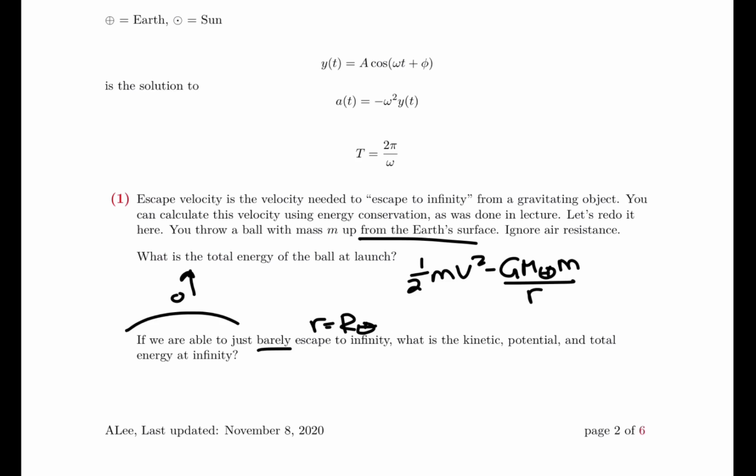If you were able to barely escape to infinity, that's essentially saying you get farther and farther away, get slower and slower and slower, finally get to infinity, where your kinetic energy has essentially gone to 0, and your potential energy, G big M little m over infinity, is also essentially 0. The total energy then is 0 at infinity.